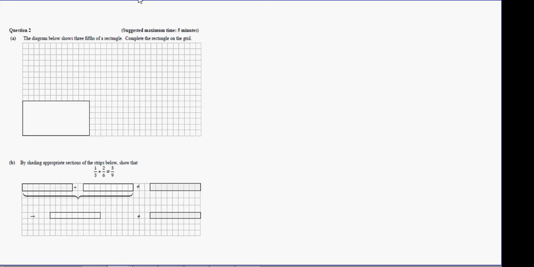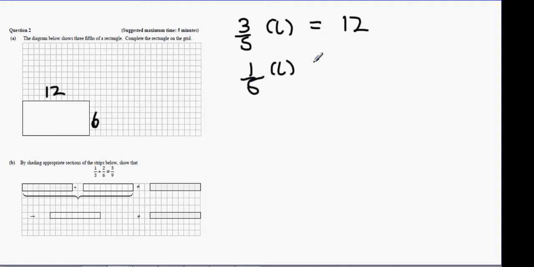Count your blocks. How many blocks is it up? It's 6 blocks up, and 1, 2, 3, 4, 5, 6, 7, 8, 9, 12 on the right. Now, basically, 3/5 of the length is 12. What's 1/5 of the length then? Divide by 3, because to change 3/5 into 1/5, you divide by 3. And 1/5 of the length therefore is 4. What's the full length, or 5/5 of the length then? Multiply 4 by 5 and we get 20.